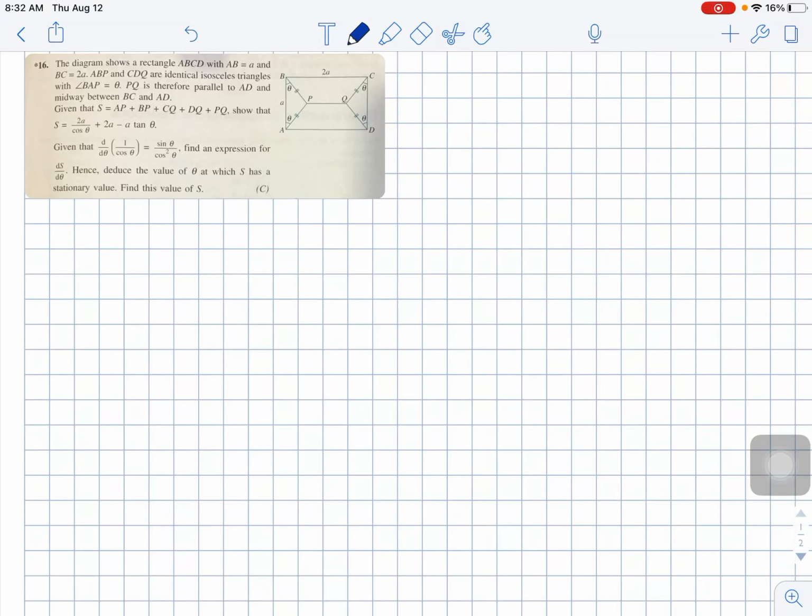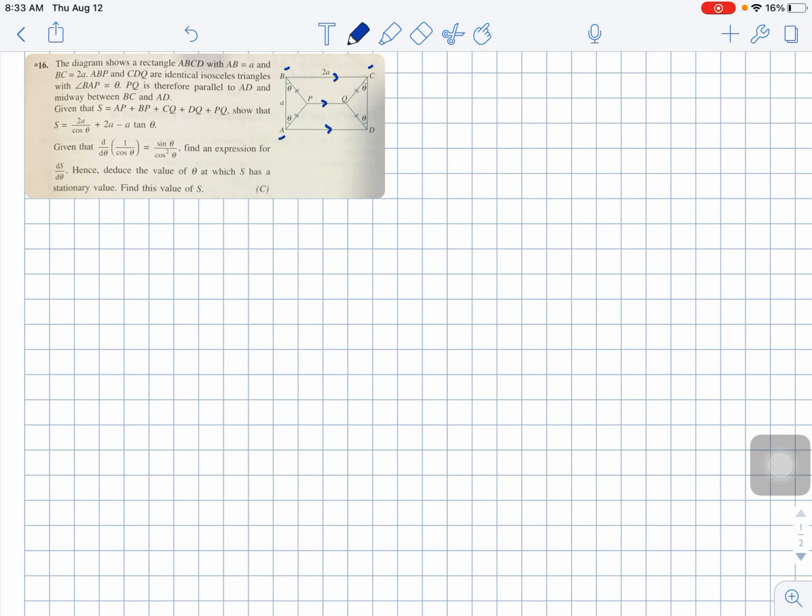The diagram shows a rectangle ABCD with AB equal to A and BC equal to 2A. They told us that ABP and CDQ are identical isosceles triangles where the angle BAP is equal to theta. They said PQ is parallel to AD and midway between BC and AD.